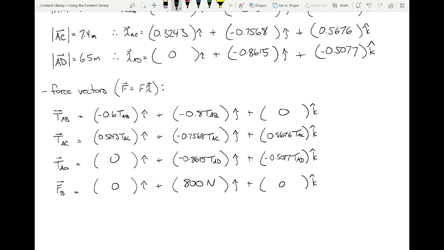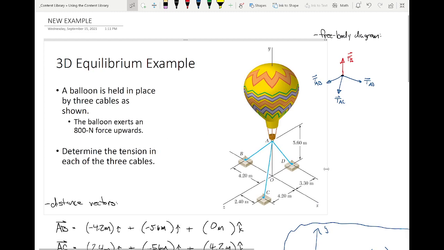Yes, sir? What about the force of gravity? The force of gravity. That's an excellent question. Let's talk a little bit about that. Is there a gravitational force present on this balloon? Yes, but there's also a force lifting the balloon up. So, here would be the best way of describing it. What the problem is saying is that the balloon exerts an upward force of 800 newtons.